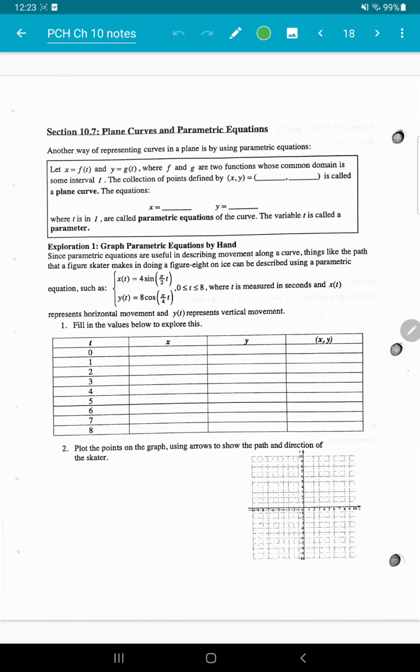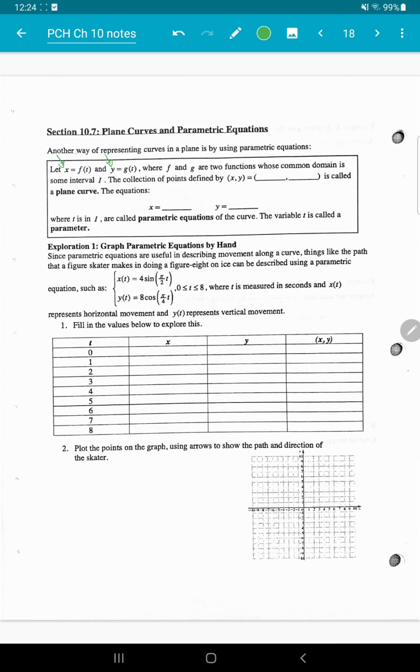So in a lot of instances, we can see how time affects our equation, and it's going to affect both the x-coordinate as well as the y-coordinate. So time is affecting our values both horizontally and vertically.